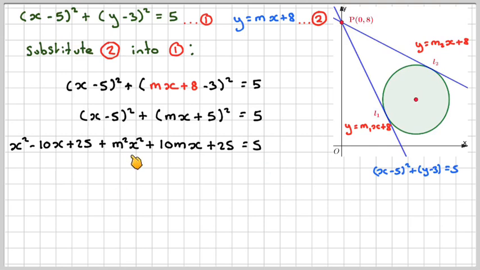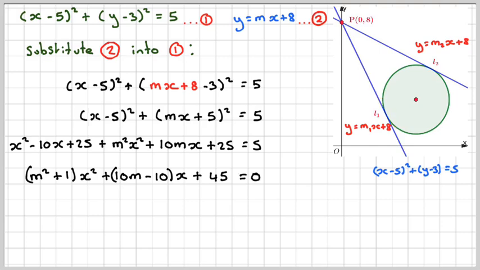Right, collecting the x² terms together, we're going to get m² + 1. So we've got m²x² here and 1 here, and that's the coefficient of x². Of x, we're going to have (10m − 10) lots of x. And then 25 + 25 − 5 will give me plus 45. And this is equal to 0.